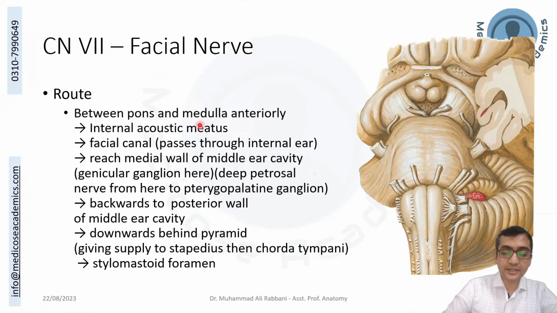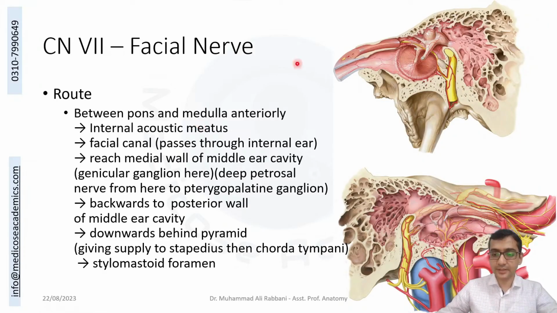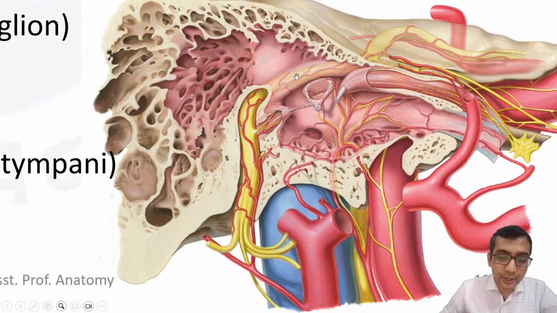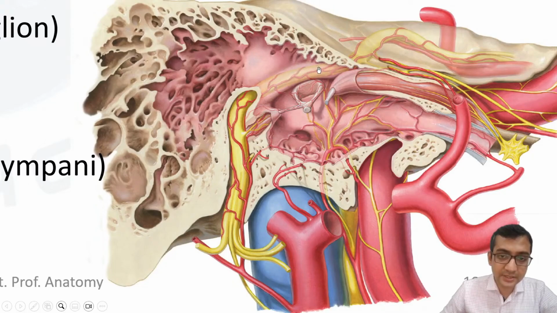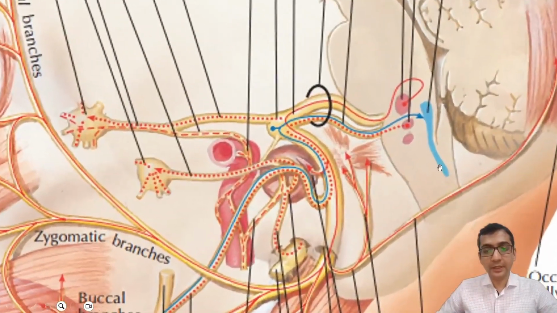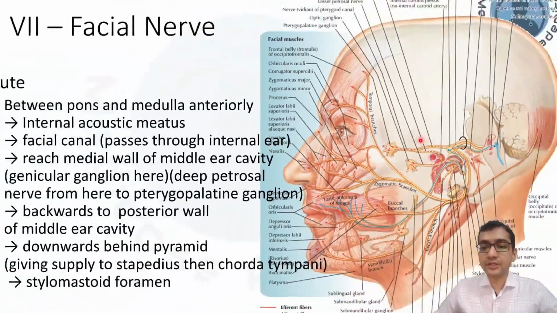And all of these things can be seen in this picture from the Netter's Atlas. You can focus on this picture. You can see it running backwards in the medial wall of the ear, downwards in the posterior wall of the ear, giving the nerve to the stapedius, giving the chorda tympani. These branches can be shown here, stylomastoid foramen, then all the other branches. This is a very good schematic diagram that is shown in the Netter's Atlas. I know it's a very big picture, it can be overwhelming, but do open the Netter's Atlas and you can see all of these things.